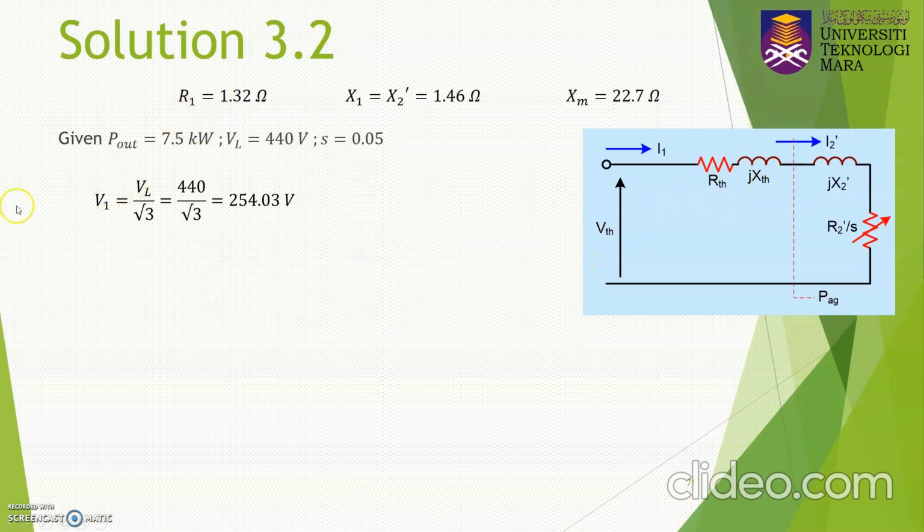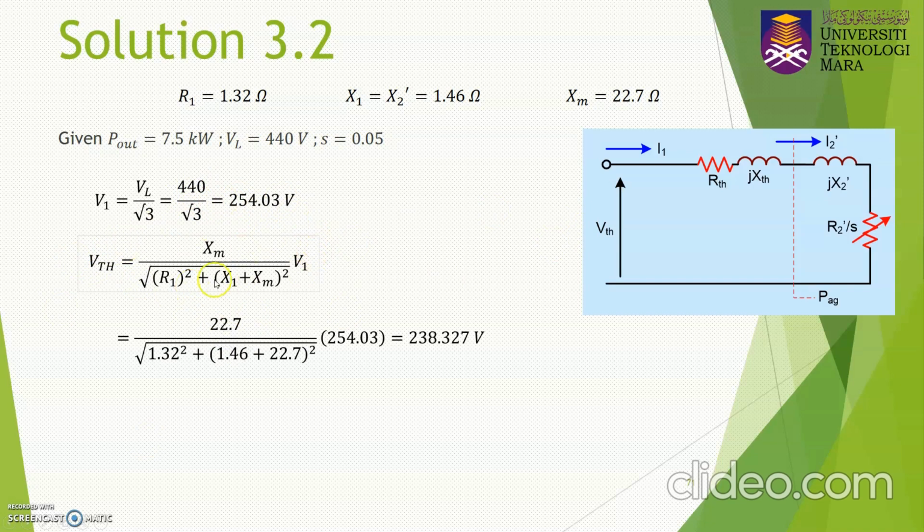Alright, so again, you need to calculate the V Thevenin, R Thevenin, and X Thevenin. First of all, you need to calculate your V1. Since the question gives you the 3-phase supply, the V line is 440, so you need to divide by square root 3 in order to get the V phase. V1 is equal to 440 divided by square root 3. So V phase, or V1, is equal to 254.03 volt. Then just use this formula to get the V Thevenin. You just substitute all the values accordingly. So finally you get the V Thevenin is equal to 238.327.